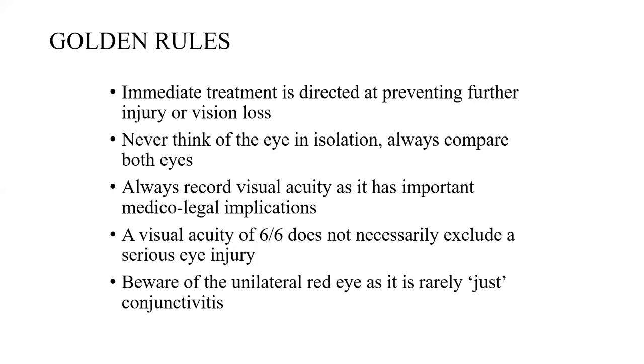Also, if you take the visual acuity and you get 6/6, it does not necessarily exclude a serious eye injury. For example, the eye may be lacerated but not disorganized yet, so the retina can still perceive clearly when actually the globe wall has been broken into. Beware of unilateral red eye, as it is rarely just conjunctivitis. Always look out for deeper injuries.